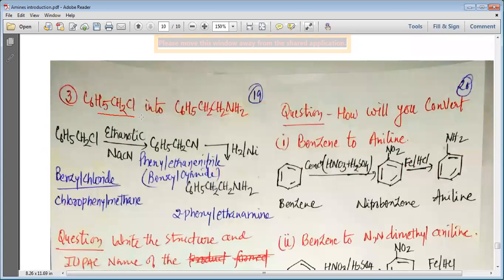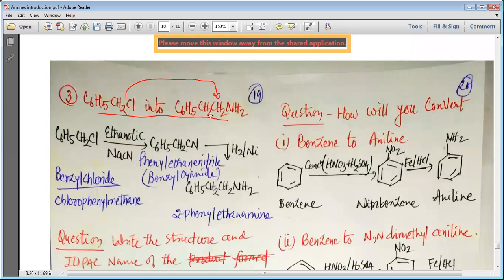Let us perform some more conversions. C6H5CH2Cl into C6H5CH2CH2NH2. Again, we want to increase one more CH2 here. That is what we can use. It is an ascending series.